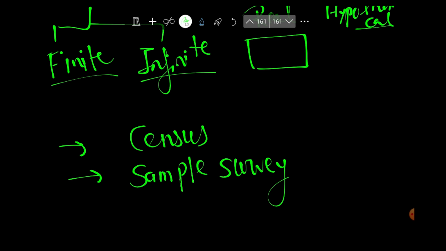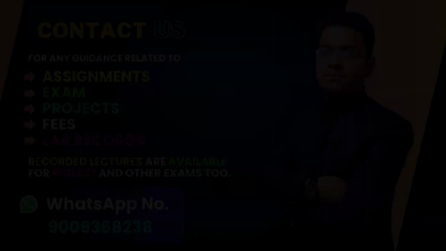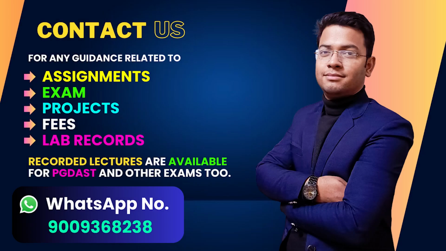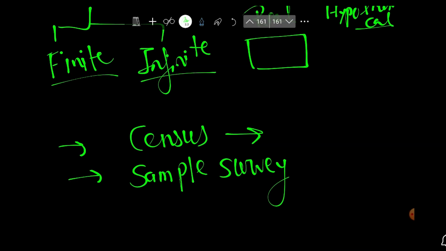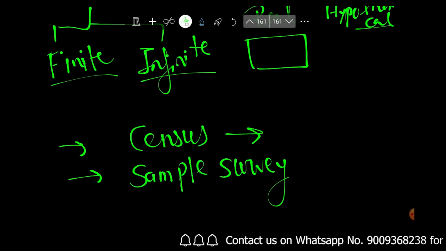So what is the census? Census is conducted every 10 years, and in the census each and every unit of the population is included, and many questions are included for a deep study.